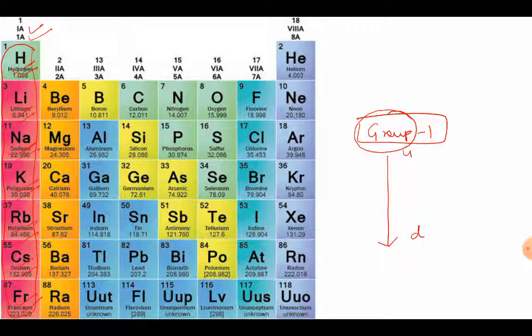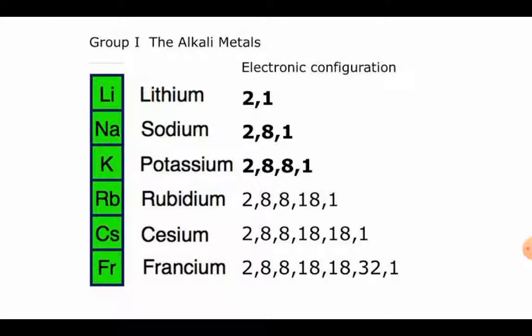So before we start with this, we all need to know about the atomic number and the configuration. So when we do the configuration, how are the atomic numbers? So this is the configuration. Like lithium, its atomic number is 3, so the configuration comes out to be 2 1. Sodium is atomic number 11, configuration comes out to be 2 8 1.